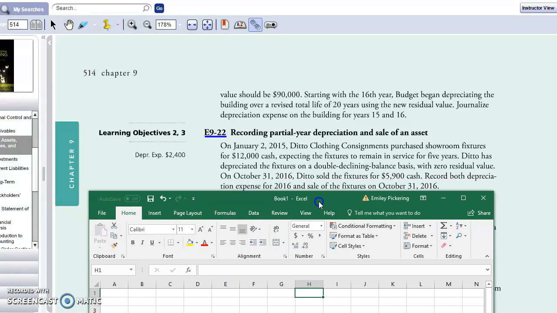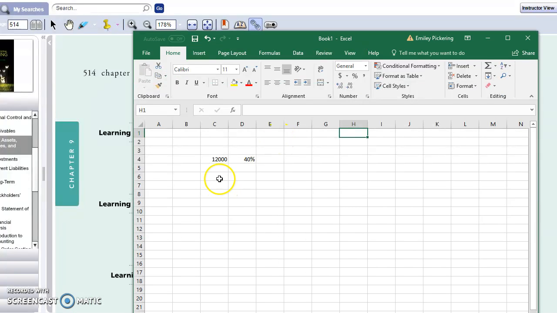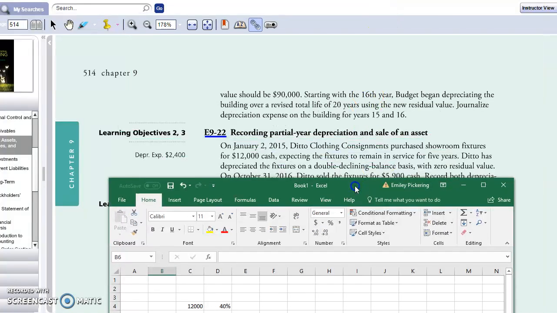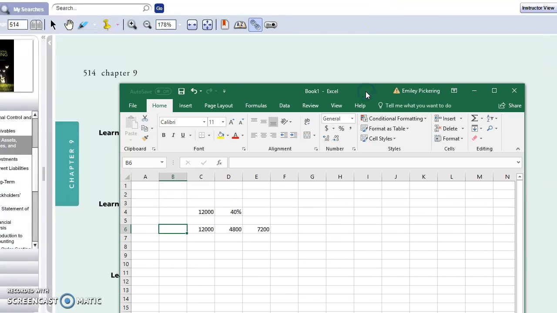So we bought it January 2nd. So let's go ahead and depreciate for the first year. So we're going to take our value, and then we're going to take this times this. So that's what we're going to depreciate for the year. And so what's left, our book value, is this. So this is for, was it 2015? Yeah. Okay. So then 2016 is when we sell it.